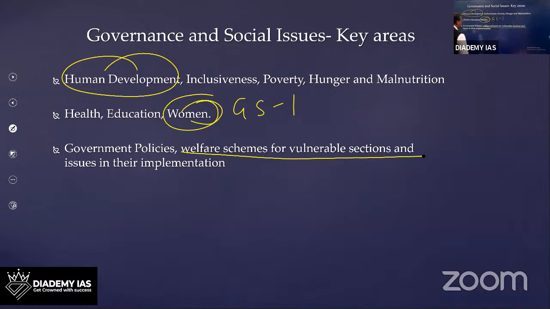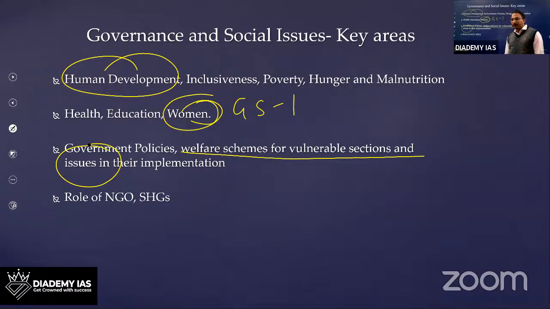Now what is important is the issues in their implementation. If you see the previous year questions, they're not asking the name of the scheme or the contents of the scheme. What they're asking is what the problems are in the implementation of the government scheme, why they are not performing well. This is the major theme.